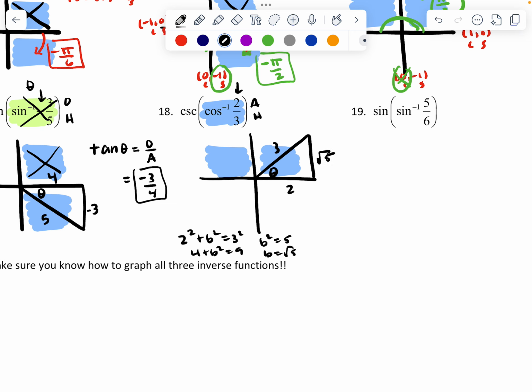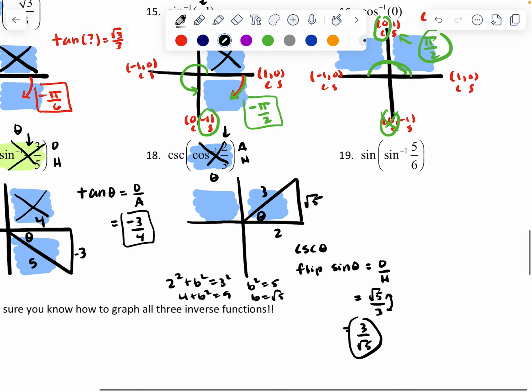Okay, and then once you draw your triangle, you can get rid of this. This is just representing your theta. So I'm trying to find out what is the cosecant of theta. You guys, this is the flip of the sine of theta, right? And because sine of theta is opposite over hypotenuse, that's going to give me square root of 5 over 3. But if I flip it, I'm going to get 3 over the square root of 5.